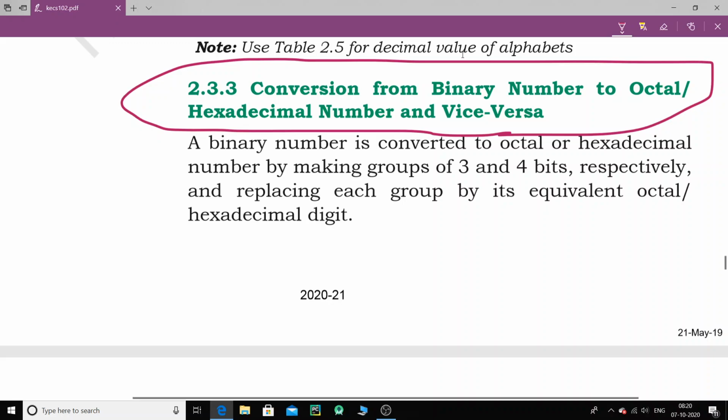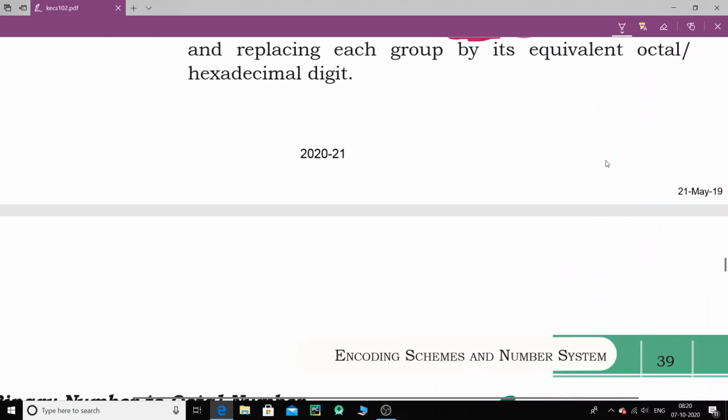A binary number system is converted to octal or hexadecimal number system by making groups of 3 and 4 bits, isn't it? If it is octal, I am going to make a group of 3. If it is hexa, I am going to make a group of 4. Why? Because octal takes 3 bits representation and the hexadecimal number system takes 4 bits to represent a hexadecimal number. So it's pretty easy.